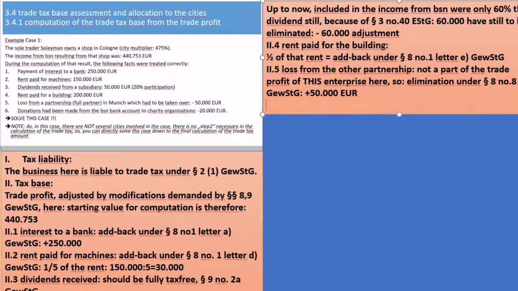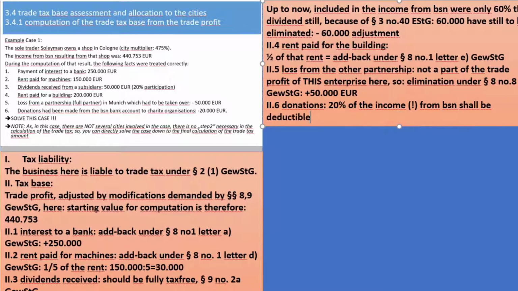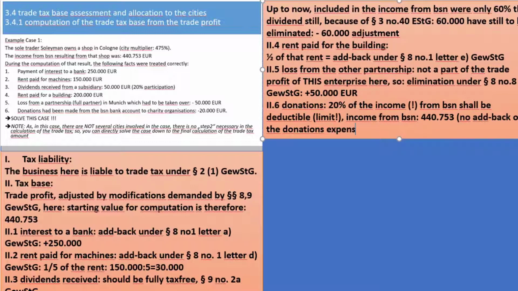It has nothing to do with what the firm in Cologne produced, and donations, 20% of the income, not the trade profit, from business shall be deductible. That's the limit, not the amount. And the income from business was here 440,753. No add back of the donations expense before.